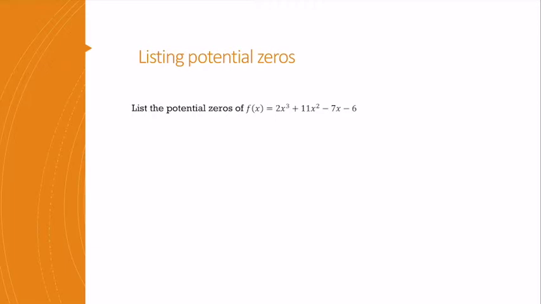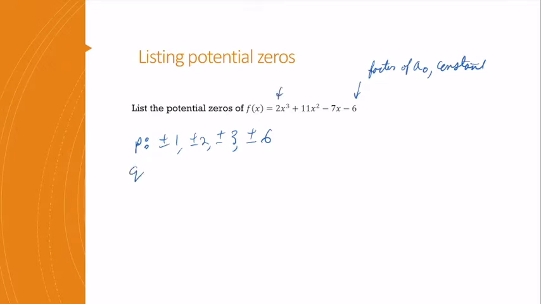So let's list our p's. Those are going to be the factors of our constant, a sub naught. So the factors of 6 are 1, 2, 3, and 6. Those are all the possible factors. My factors of q, which is 2, are just 1 and 2. I then need to take all possible combinations of p over q. So 1 over 1 gives us 1, 2 over 1 gives us 2, 3 over 1 gives us 3, and 6 over 1 gives us 6.